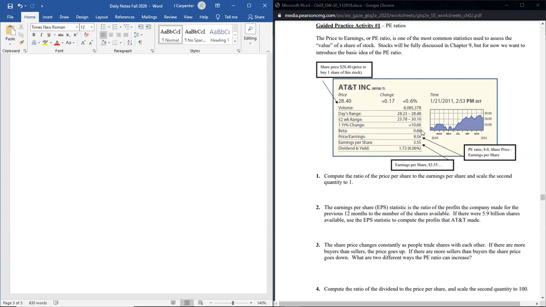Beta, we're not going to talk about. This 1 year percent change says it's gone up about 10% over a year, which is pretty good. Nobody's going to complain over making 11% on something in a year, especially when your savings accounts are getting you like 0.5% right now. That's 0.5%, not 5%.